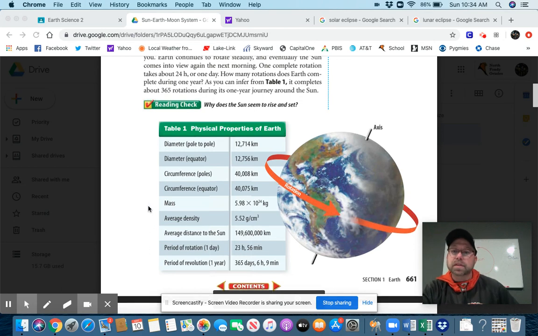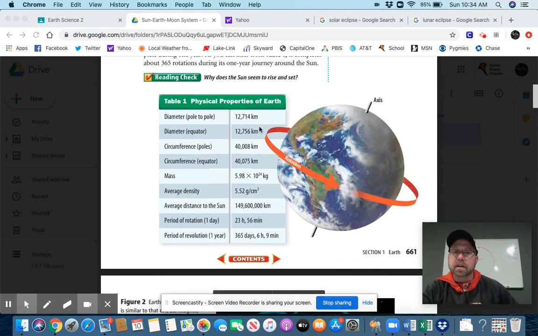Now, these are some interesting numbers in this table. All right. The diameter from pole to pole, so from South Pole to North Pole, is this number, 12,714. The diameter at the equator, so going this direction, is 12,756. So you can see it's a little wider at the center than it is from top to bottom.